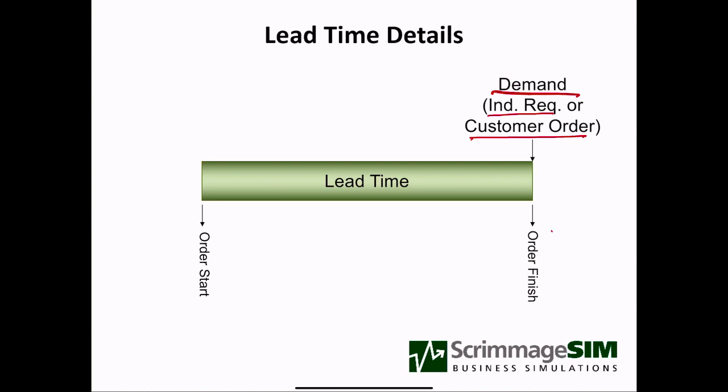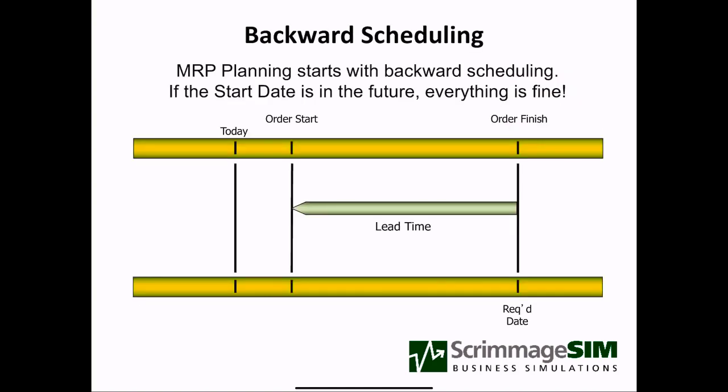This becomes the finish date for the product. Backward scheduling is used to calculate when the order should start, so there's exactly enough time to complete that order on time. In the MRP planning process, if the required date, which is the order finish date, is far enough in the future that backward scheduling using the lead time creates an order start date that is in the future, everything's fine.